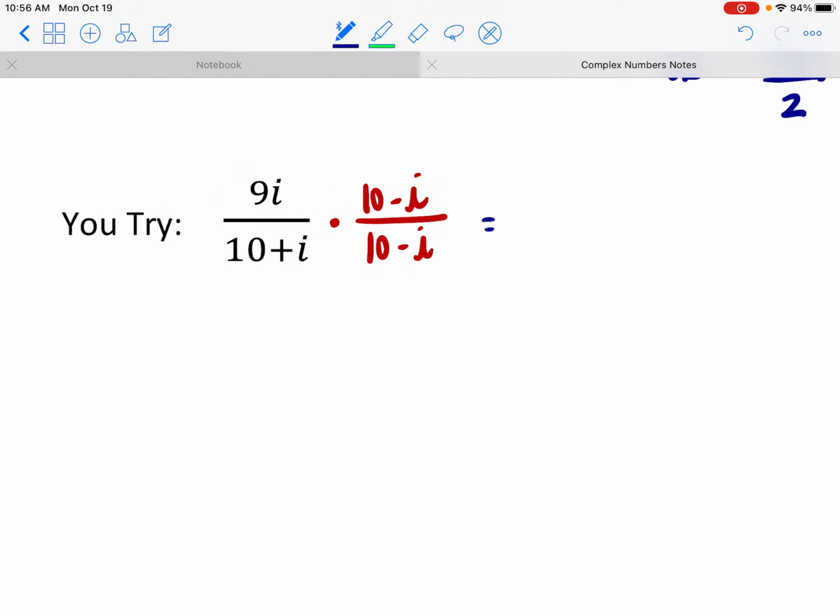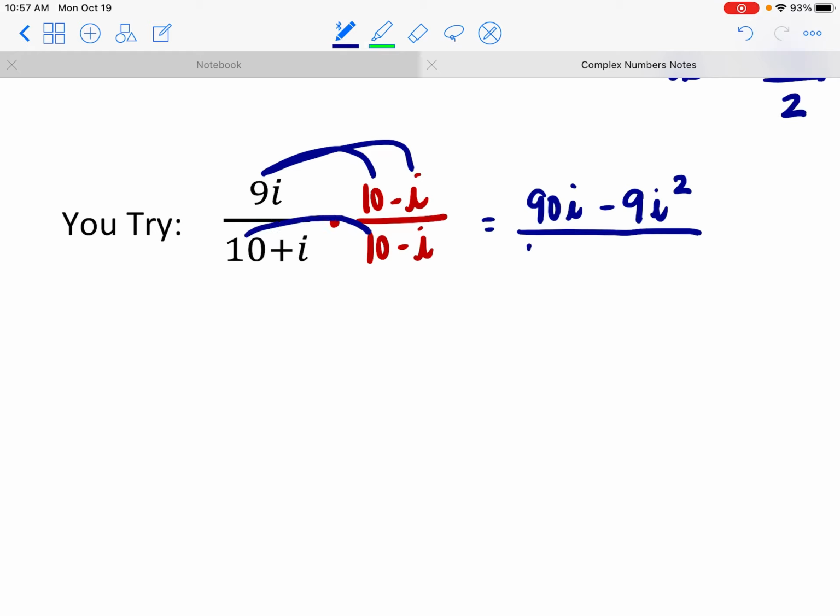So on the top of the fraction, 9i times 10 is going to be 90i. 9i times a negative i is going to be a negative 9i squared. And then on the bottom, knowing that when you multiply conjugates, the middle terms are going to cancel, if you want to skip that work, that's totally fine. So 10 times 10 is going to give us 100. And I know the negative 10i and positive 10i are going to cancel, so if you wanted to skip that, you could. I just don't want to take any shortcuts here in my notes. And then at the end, i times negative i is going to be a negative i squared.